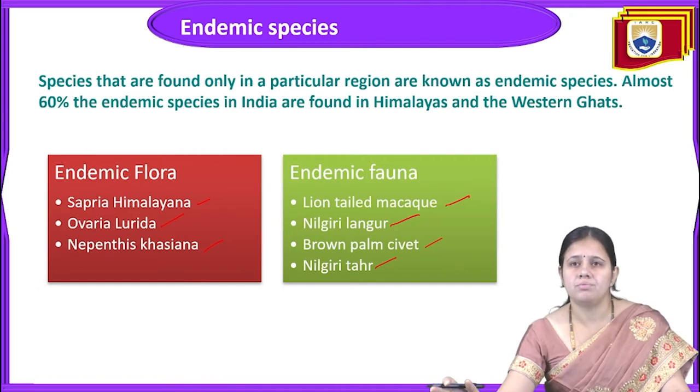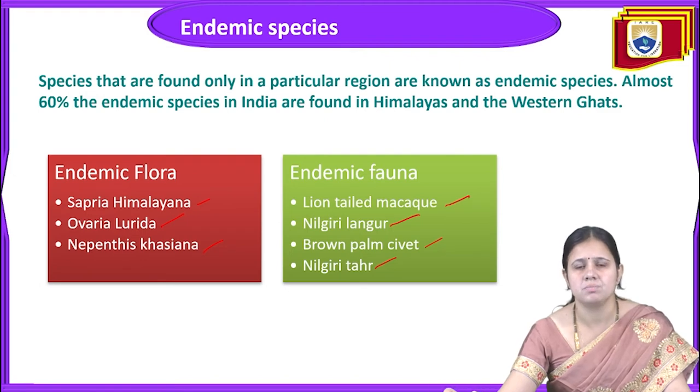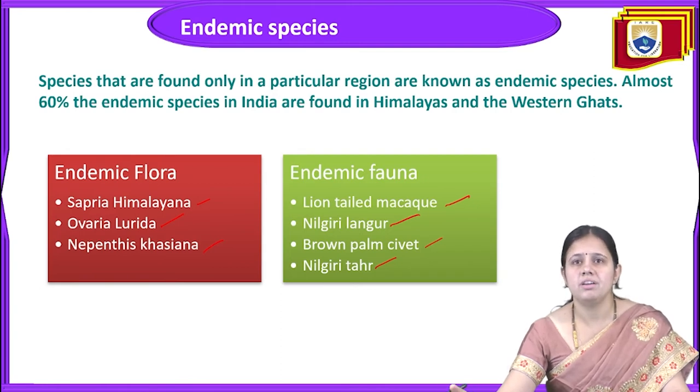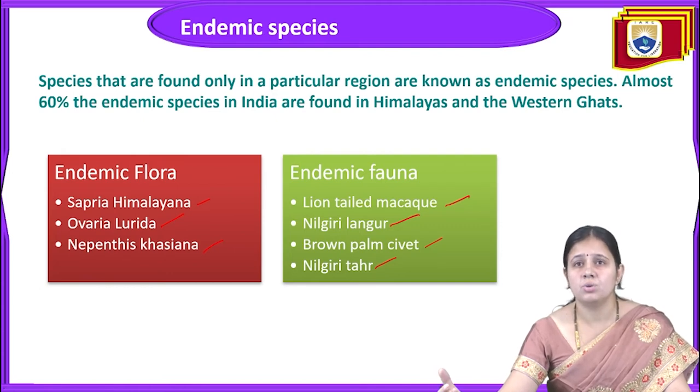For any place to be a hotspot, there are two criteria only, both related to endemic species. It should have high endemism and it should have a high rate of extinction. If endemism is more, obviously more extinction is there, because more rare species will be found. They have a very restricted geographical location and less population, so their threat of going extinct in future is very high due to this endemism. This is the hotspot.